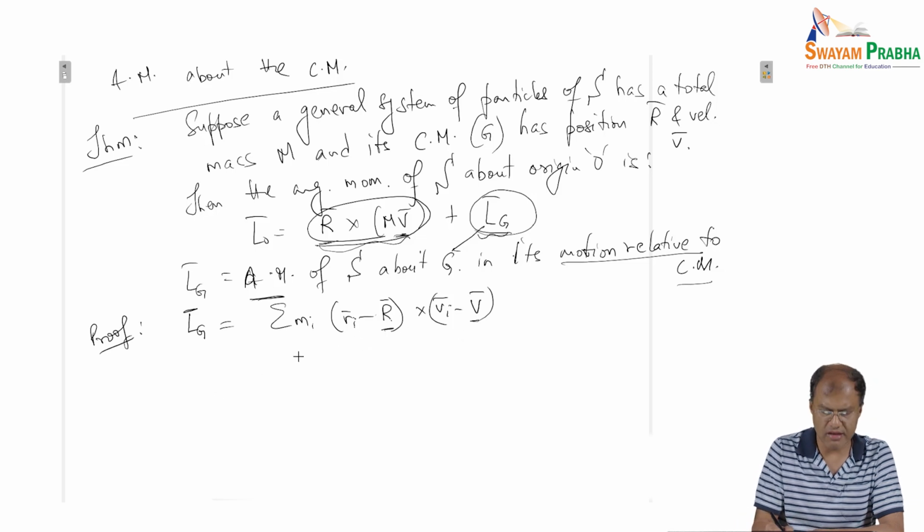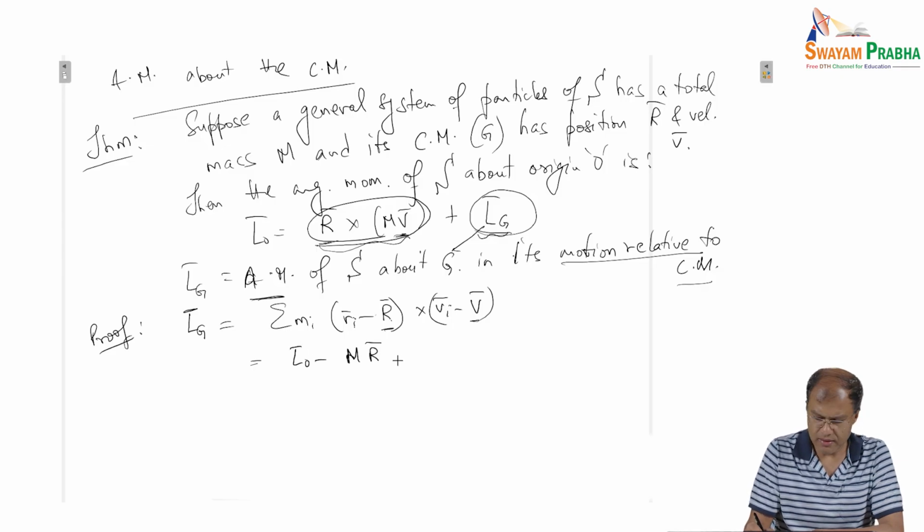Then of course we need to take the cross product. We simplify this expression. We see that this is L0 minus mr cross v minus r cross mv. So let's put all the brackets.